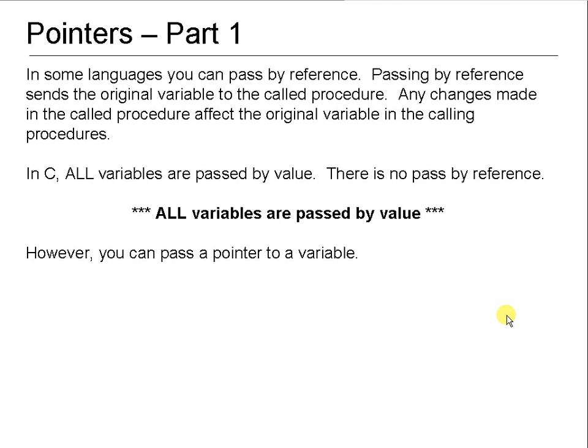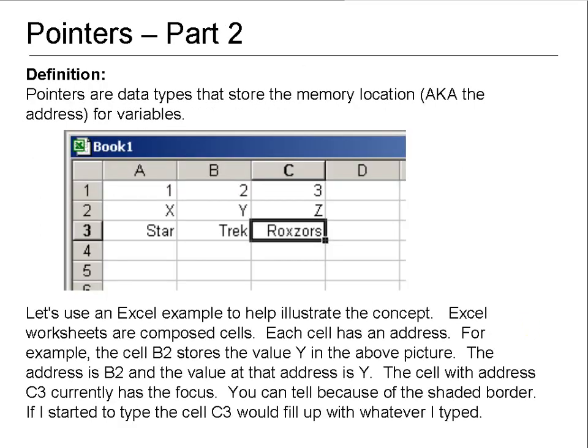So everybody say that with me. All variables are passed by value. However, you can pass a pointer to a variable. Pointers are variable data types that store the memory location, also known as the address, for variables.